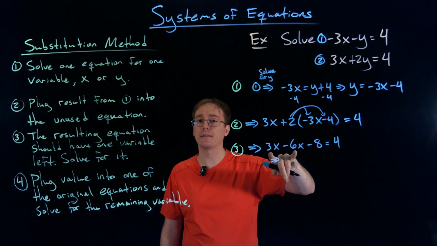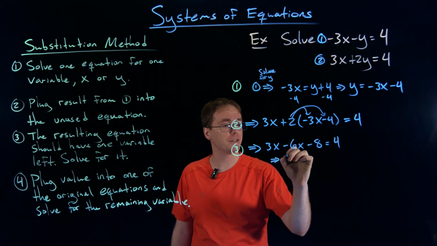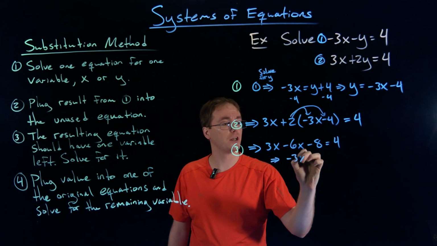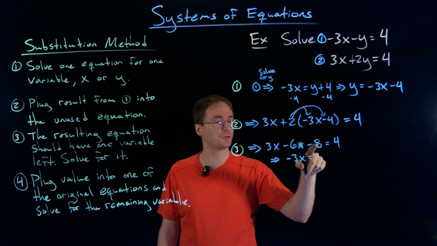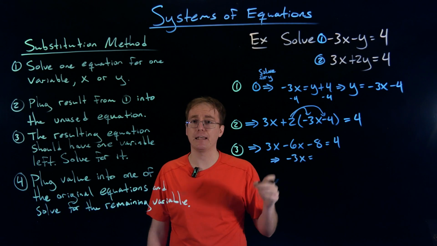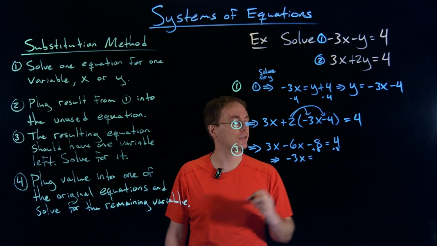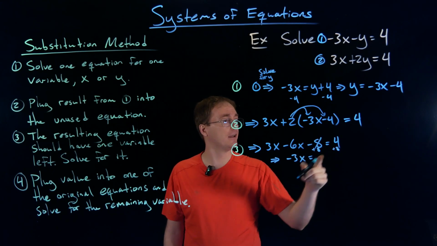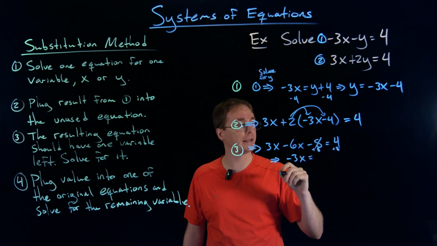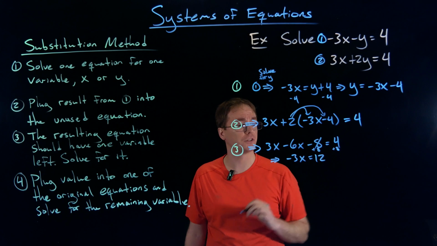Now we can combine like terms. 3x minus 6x gives us negative 3x. And then we want to move that constant term of negative 8 over to the other side of our equation. So we can just add 8 to each side to do that. And 4 plus 8 will be the new right-hand side of our equation, and that is positive 12.